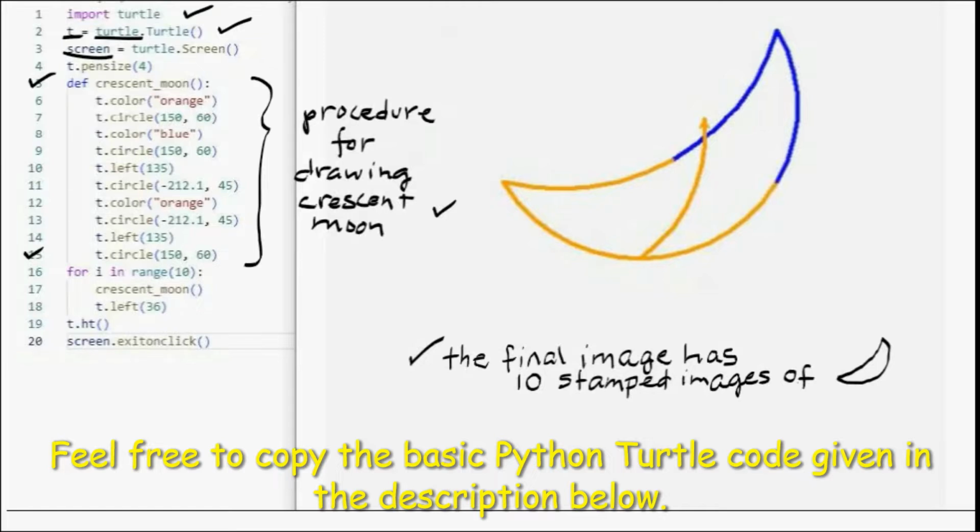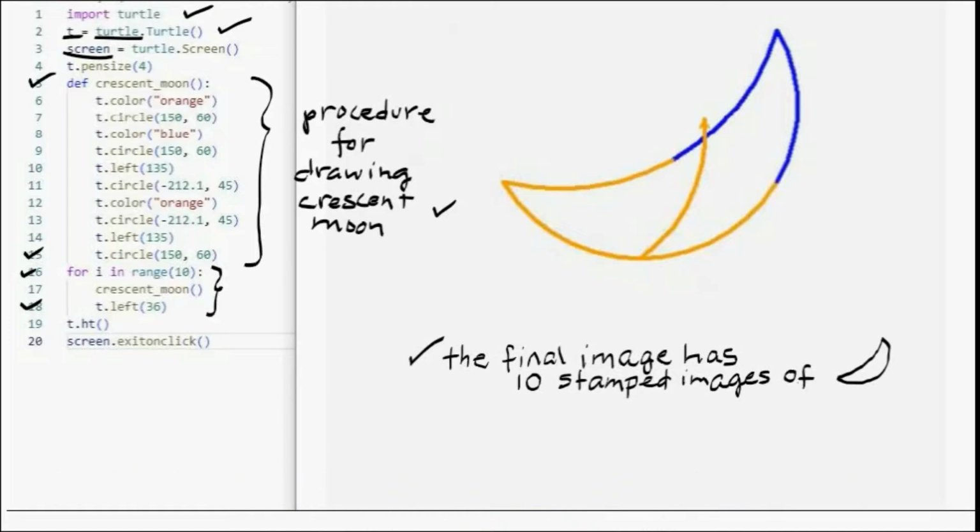And then numbers 16 up to 18 are the three commands for the execution to have the final image, the rotating crescent drawn on the screen. So, okay, let's start with number 16 here. I'm going to draw 10 images, as I mentioned a while ago, of the crescent moon.